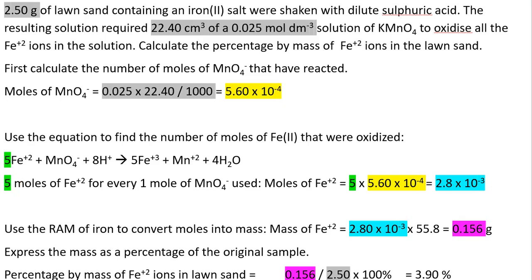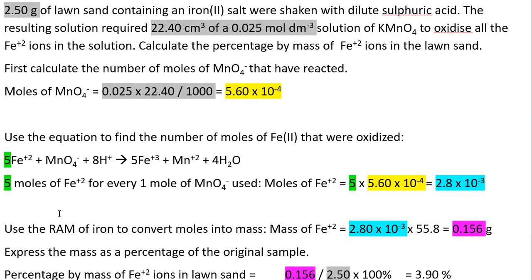Remembering that in the complete redox equation, 5 Fe plus 2 is oxidized by MnO4 minus to 5 Fe plus 3. What matters is 5 moles of Fe plus 2 for every mole of MnO4 minus used. So to get my moles of Fe plus 2, I multiply the moles of MnO4 minus calculated above, highlighted in yellow, and my answer 2.8 times 10 to the negative 3. So that's my moles of Fe plus 2.